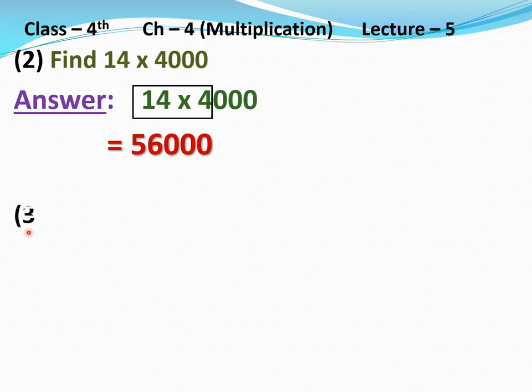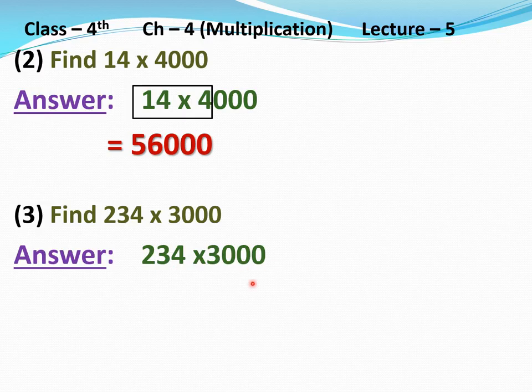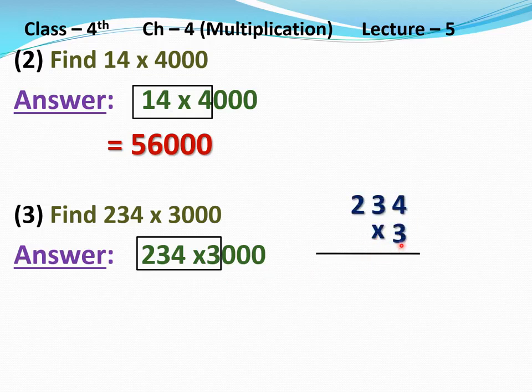Okay. Now question 3. Find 234 multiply 3000. Write down answer. 234 multiply 3000. First multiply 234 by 3 and then place 3 zeros to the right side of the product. So multiply 234 multiply 3. See 3 4s are 12. Write 2 here and 1 carry. 3 3s are 9 plus 1, 10. Write 0 here and 1 carry.